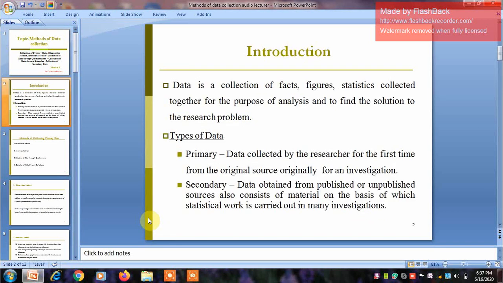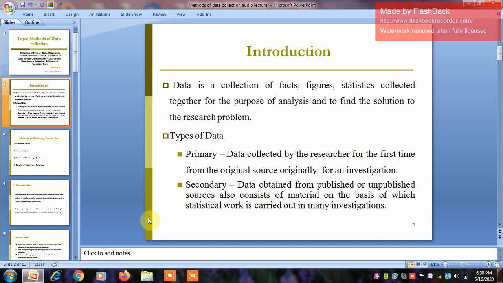Data is a collection of facts, figures, statistics collected together for the purpose of analysis and to find the solution to the research problem. The examples of data would be the age group of the respondents, the type of loan provided by the bank to its customers, and the income level of the respondents. Those are the examples of data.